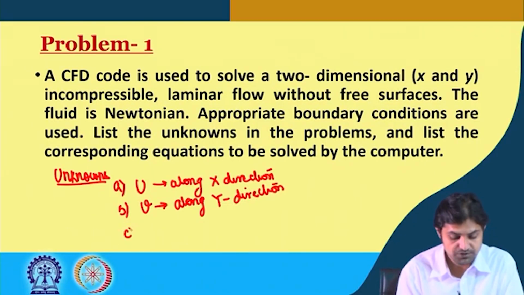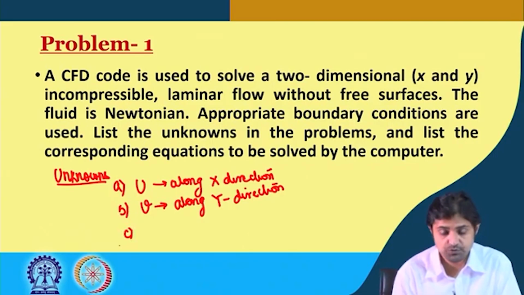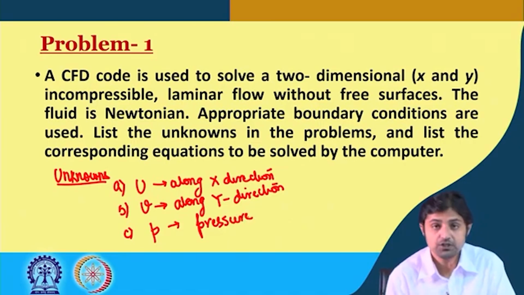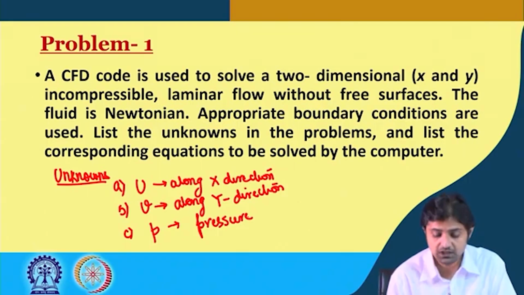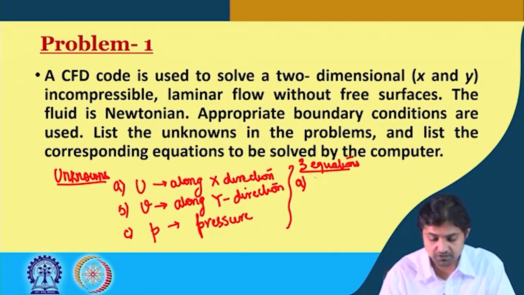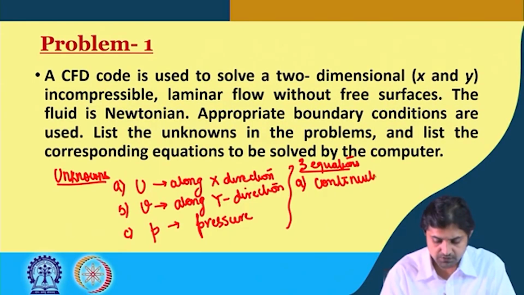The third one is going to be, since there is no third dimension, there is not going to be a w velocity, but there definitely will be p, that is pressure. And which equations are we going to solve for u, v and p? There are three unknowns, so we must have three equations. The first equation is a very common conservation equation, the continuity equation.